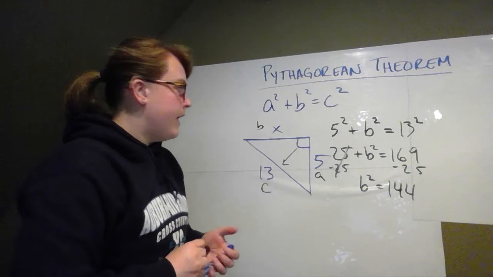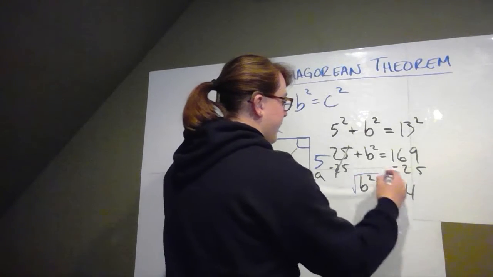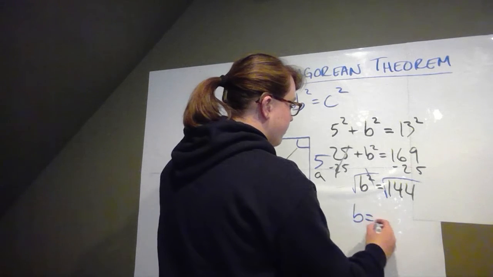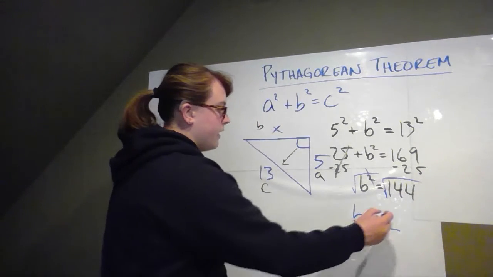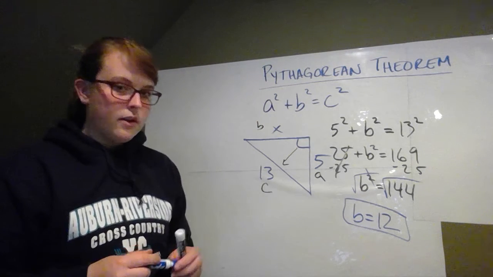But we're not quite done yet. This side length is not 144. We have to square root both sides to get rid of the square to get B equals 12. So our missing side for that one is 12.